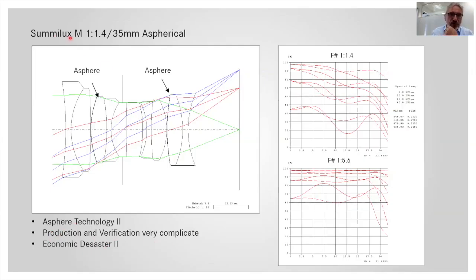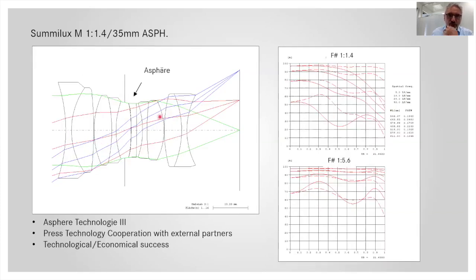This is a Summilux 35 spherical. Again, Leica invested more money than we got from the customer at the time, yes. But we didn't stop. And then we did a cooperation with Hoya and with external partners, and now we have a pressed Asphere technology we implemented with the Noctilux-M 35 ASPH, and this was the first Asphere lens where we successfully implemented the technology and could see economical success.